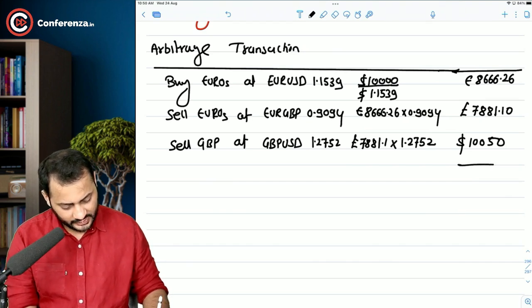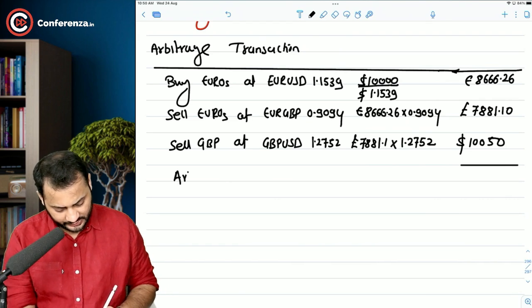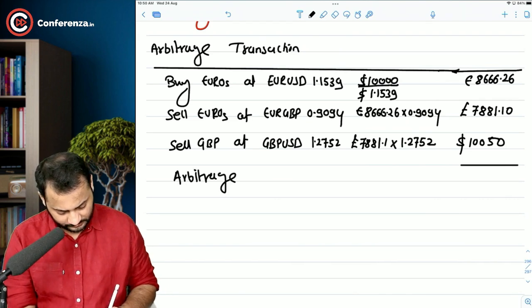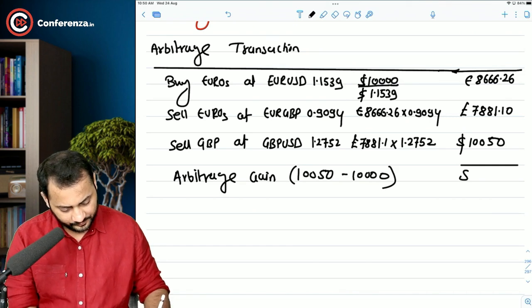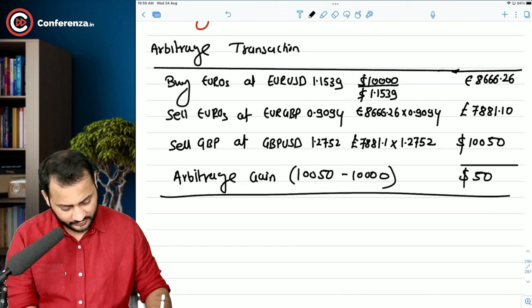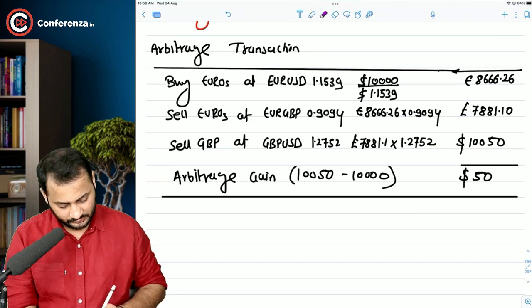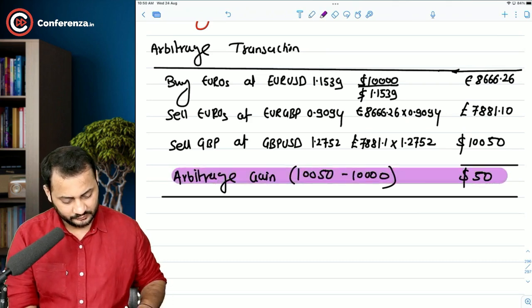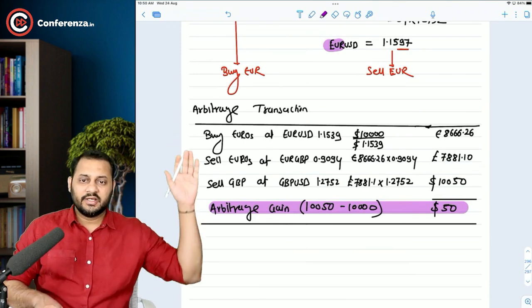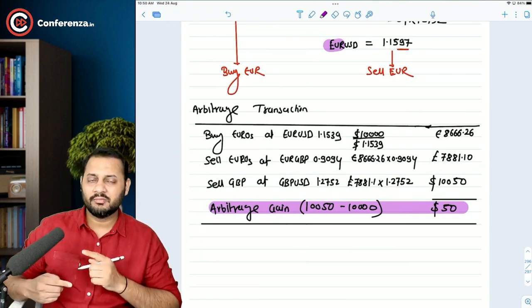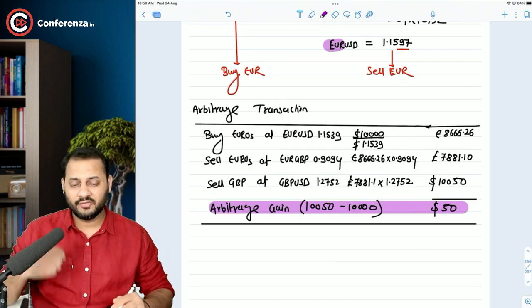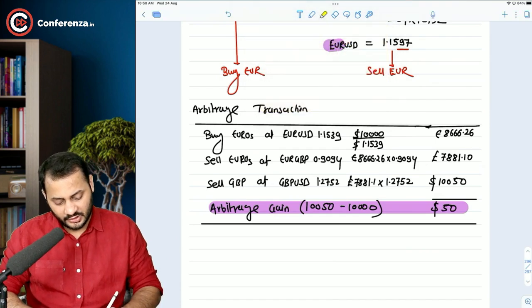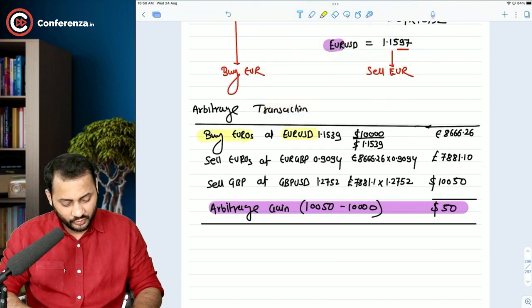And you can clearly see that you have an arbitrage gain. You invested $10,000 and received $10,050 back. So the arbitrage gain is $50. Simple calculation. This is very easy. You will keep on buying in one market, selling in other market, buying in one market, selling in other market. But the very first part, which was the most important one, was to decide that you have to buy euro at this rate.